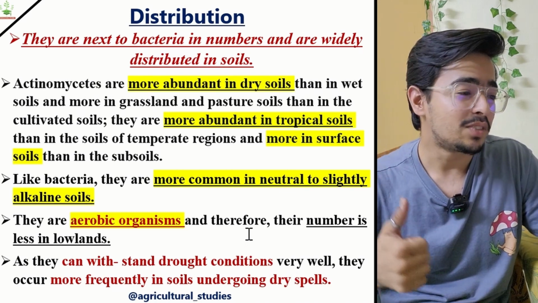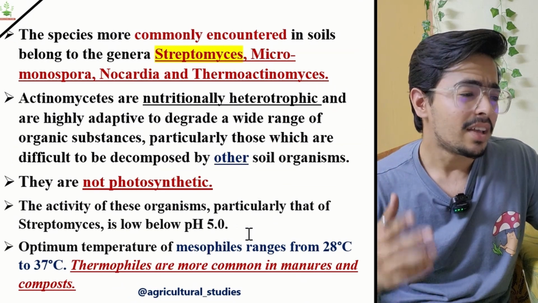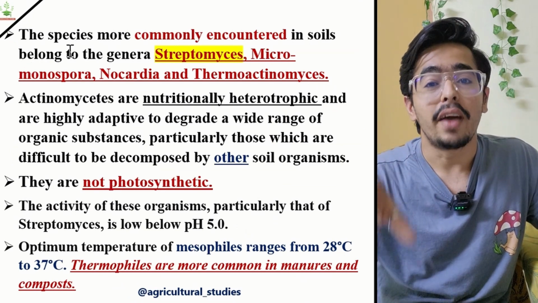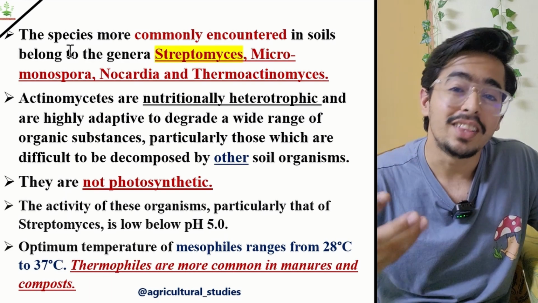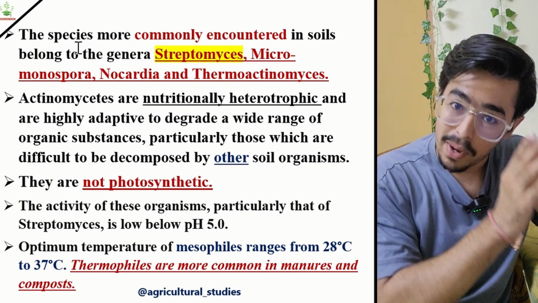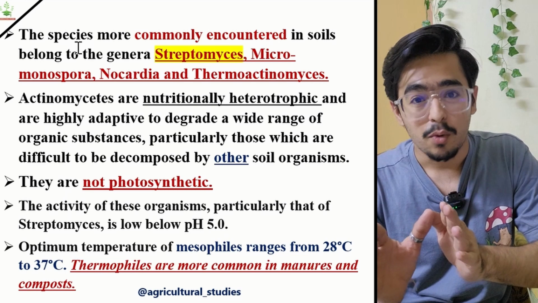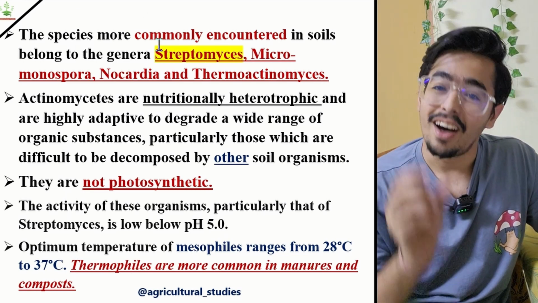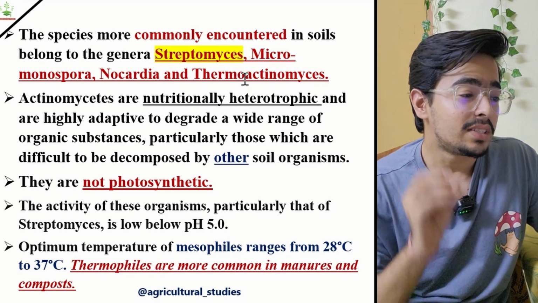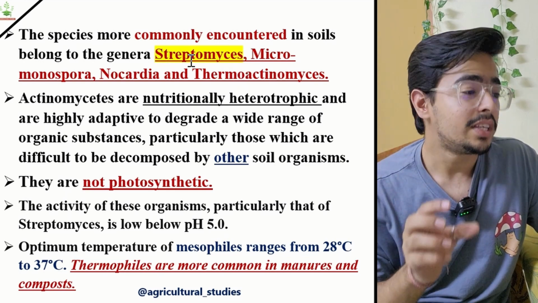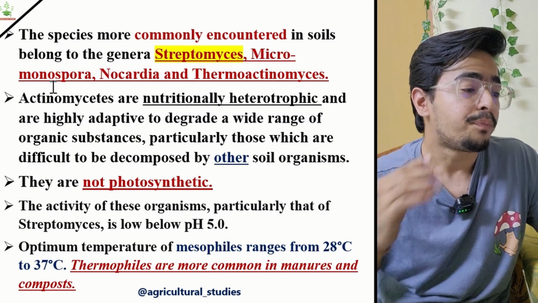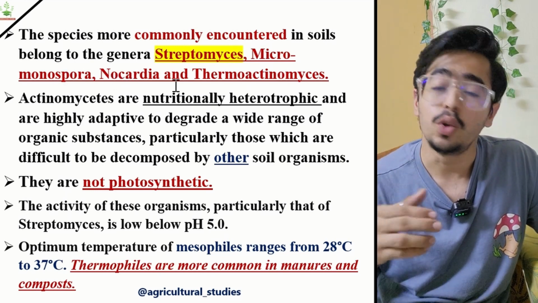Okay, learn these topics, learn these facts. Please learn these facts. They are really important. So what are the species of actinomycetes that are abundant in the soil? As I said, in bacteria, the Bacillus are most abundant. So in actinomycetes, the Streptomyces are most abundant. Please remember this species of actinomycetes. And other common species are Micromonospora, Nocardia, and Thermoactinomycetes.